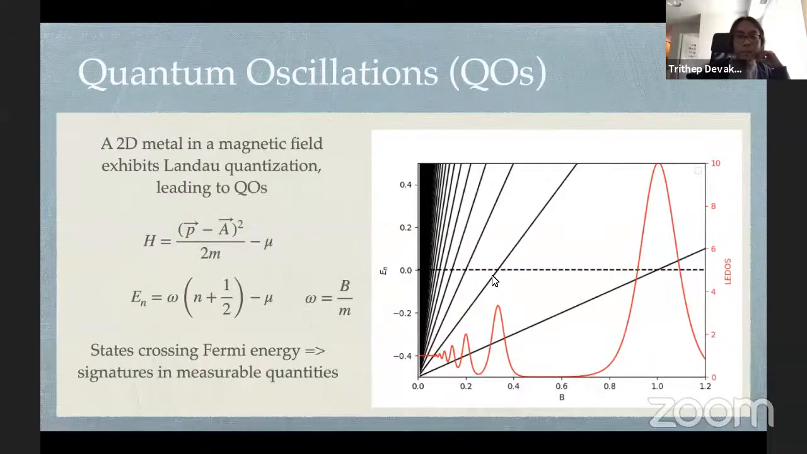If you're fixed at some Fermi energy here, 0, then as a function of field, you see a whole bunch of states that are crossing the Fermi energy. And the idea is that each time you have a state crossing the Fermi energy, the state goes from fully occupied to completely unoccupied, and you end up with some signatures in observable quantities. And this happens periodically in 1 over b as you vary the field. And so you see oscillations periodically in 1 over b.